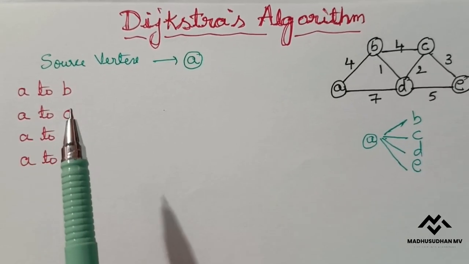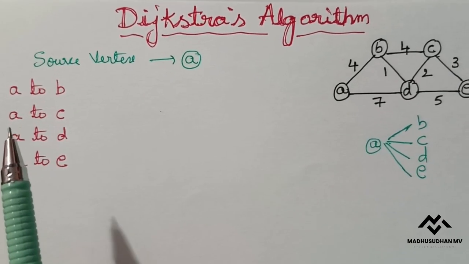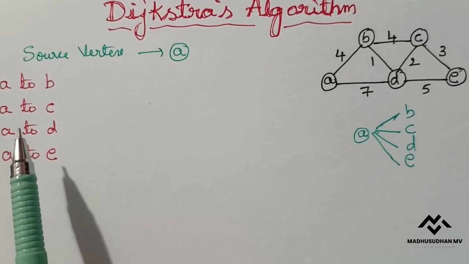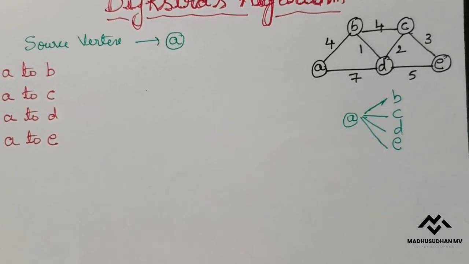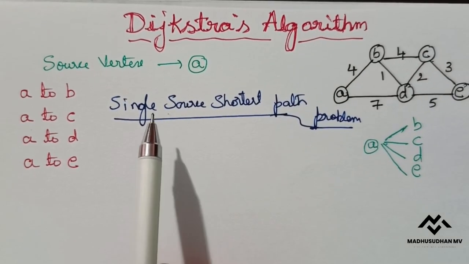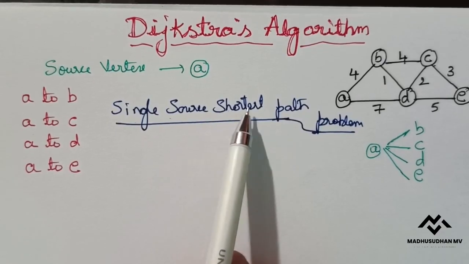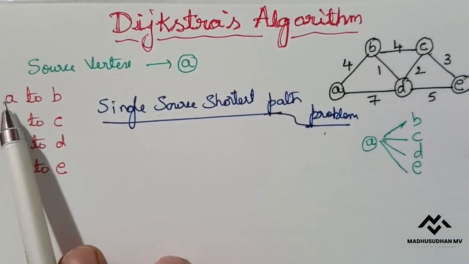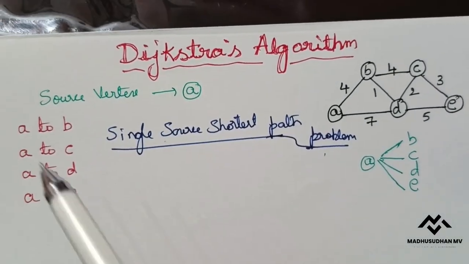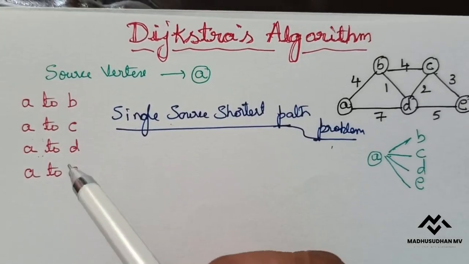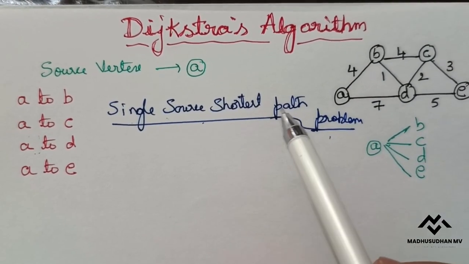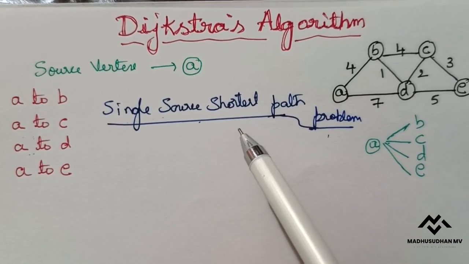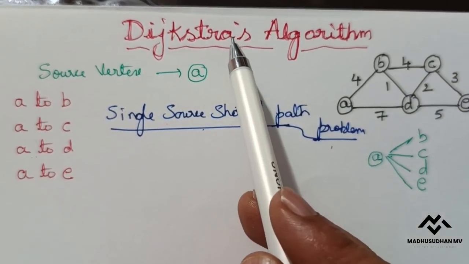So only from one source, that means from a single source to all other remaining vertices, we need to find the shortest distance. Hence, this problem is called the single source shortest path problem. That means from the single source, we need to find the shortest distance to all others. To solve this problem, we are using this Dijkstra's algorithm.